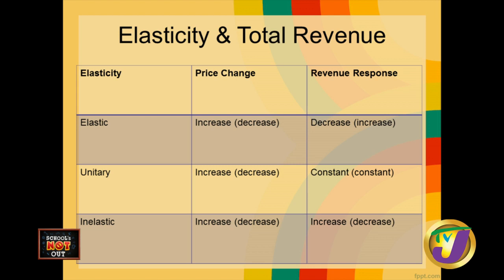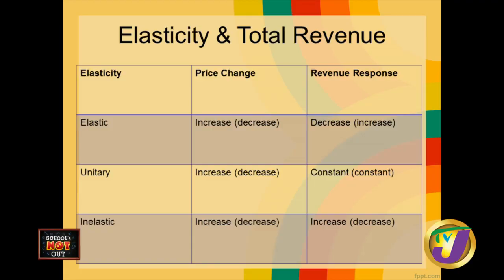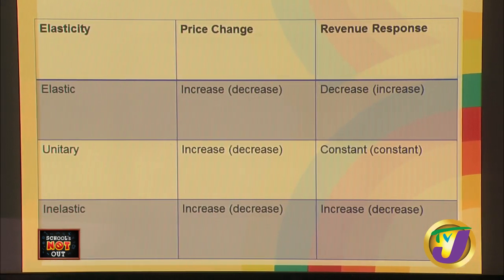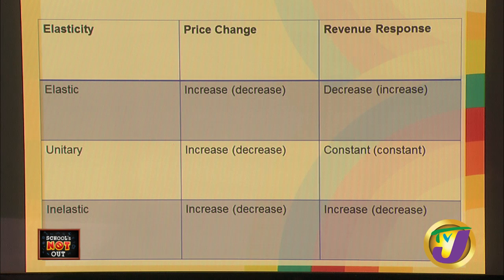So just to sum it up quickly here, if you can see properly, it's elasticity, price change, and revenue response. So if your good is elastic, remember we say that when it is elastic, consumers are highly responsive to any change in price. So if your aim is to increase your revenue, then you have to decrease the price of your good, because consumers will say they want that good, they need that good. The substitutes around are relatively more expensive. And so if you want to increase your revenue, knowing the nature of your good, then it is wise for you to decrease your price in order to increase revenue.